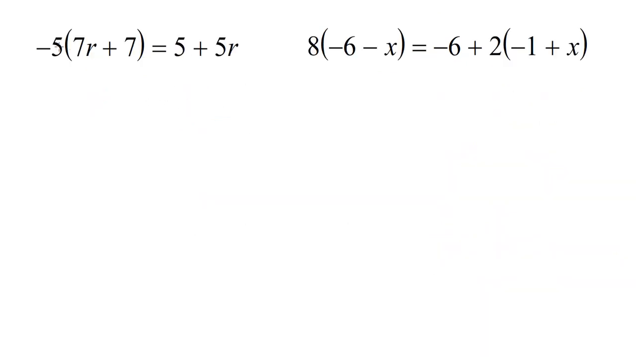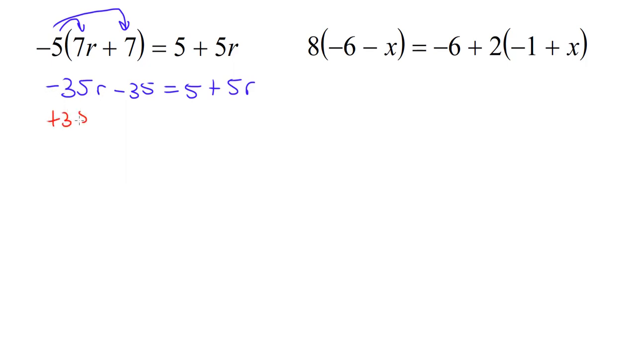Last two examples here. Here we have negative 5 times 7r plus 7 equals 5 plus 5r. So negative 5 times 7r is negative 35r. And negative 5 times 7 is negative 35 equals 5 plus 5r. So now I have variables on both sides. So I have a negative 35r on the left and a positive 5r on the right. So I'm going to eliminate the variable of lesser value. And remember, negatives are always less than positives. So I'm going to get rid of negative 35r.